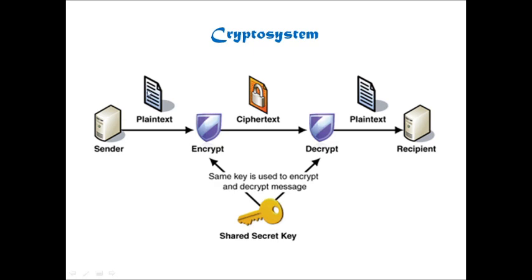Here, plain text is a message in its original form. Encryption is a process for producing ciphertext from plain text. Ciphertext is a message obtained as a result of encryption, and decryption is the opposite of encryption. It is a process for producing plain text from ciphertext. And the key is a secret value used to control the encryption and decryption processes.